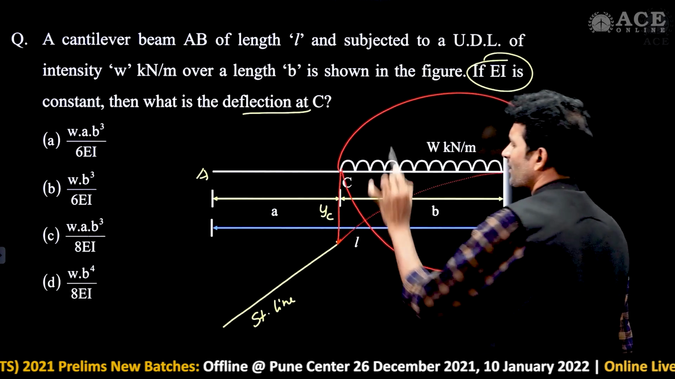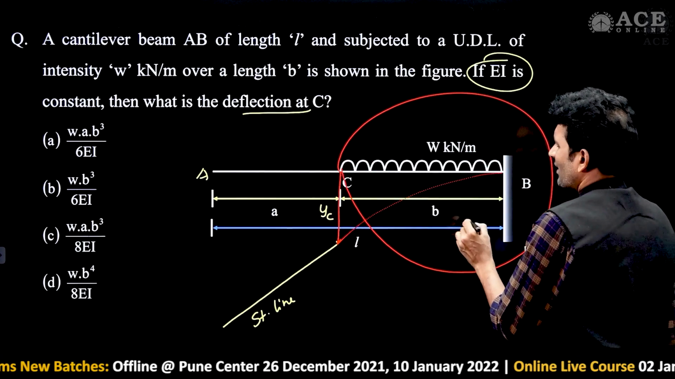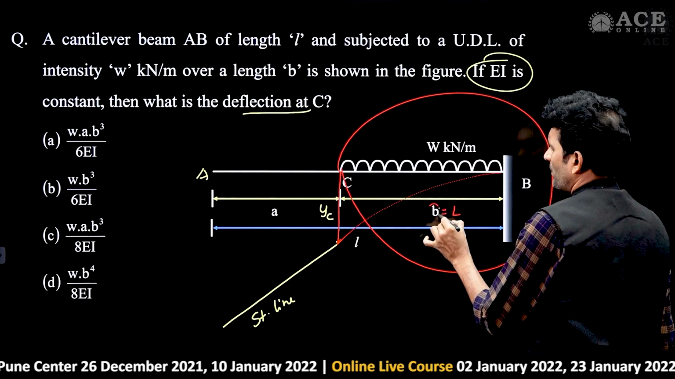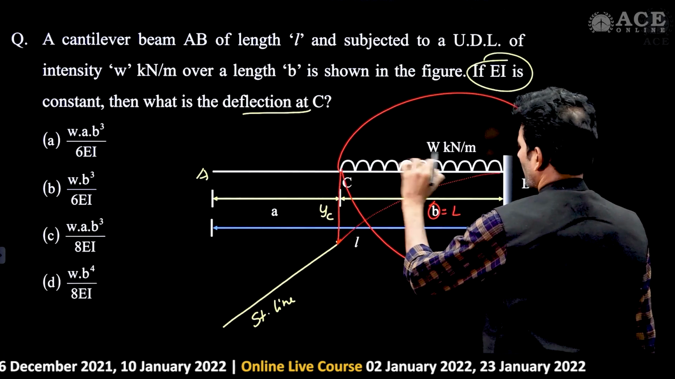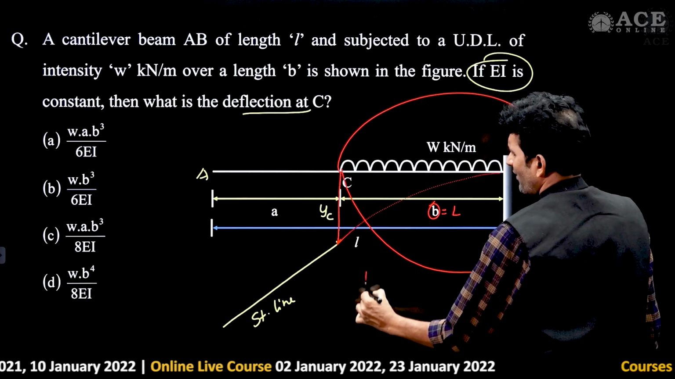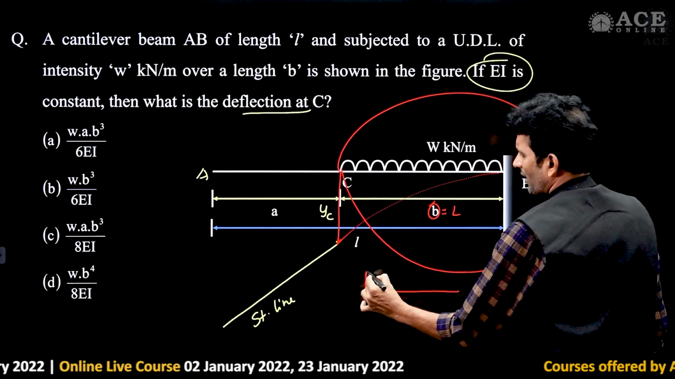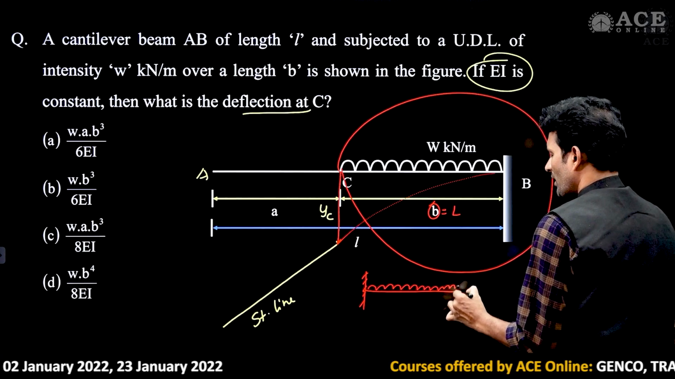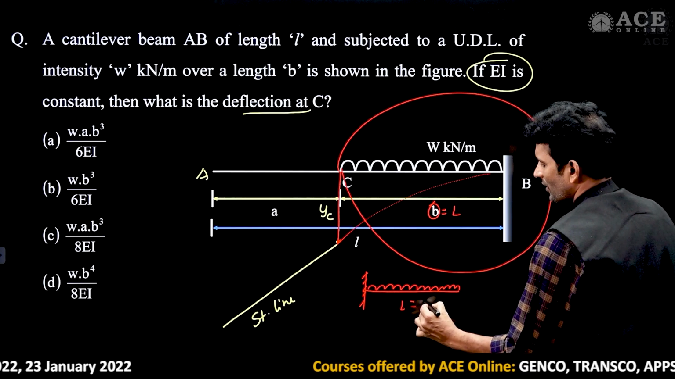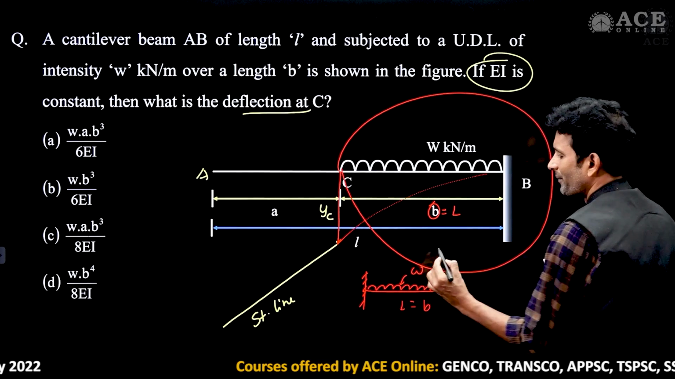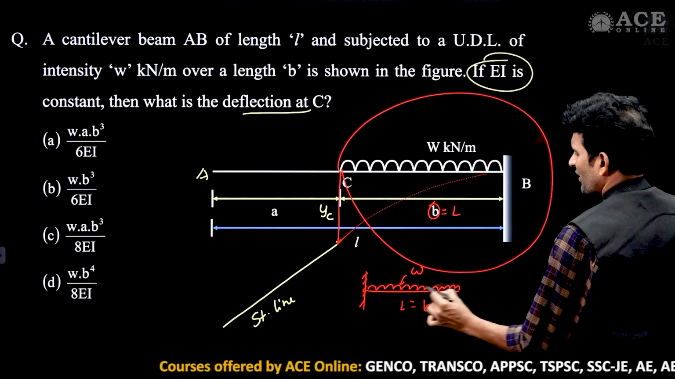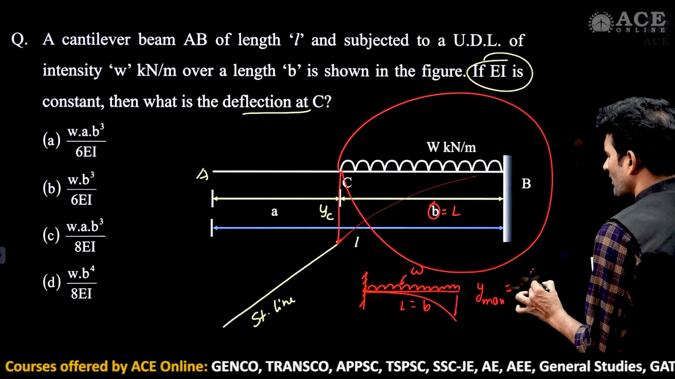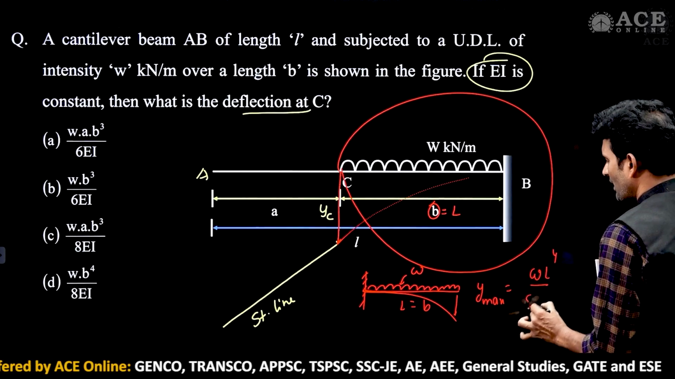Now, if I take this span, should I consider it a standard case? What is the length we are having in this case? Length is given as B. What is the rate of loading we are having? When we have a cantilever with UDL spreading over the entire length L, here L is B units, rate of loading omega. So what is the maximum deflection? For this case, maximum deflection is nothing but omega L raised to 4 divided by 8 EI.